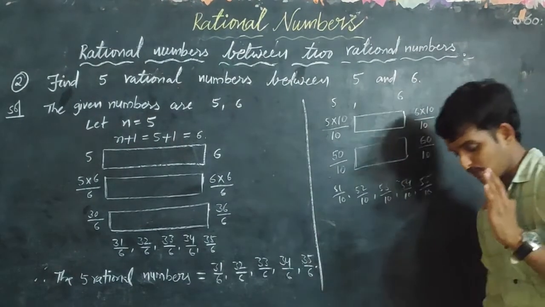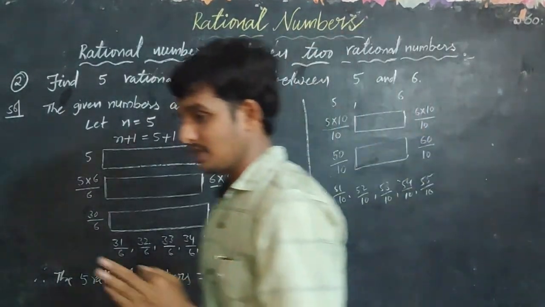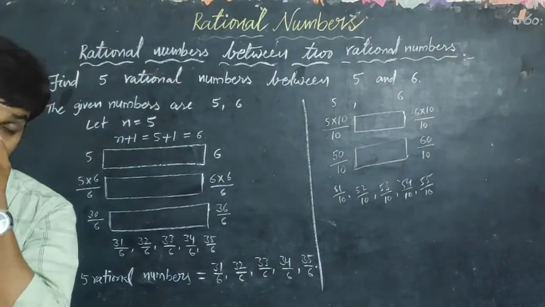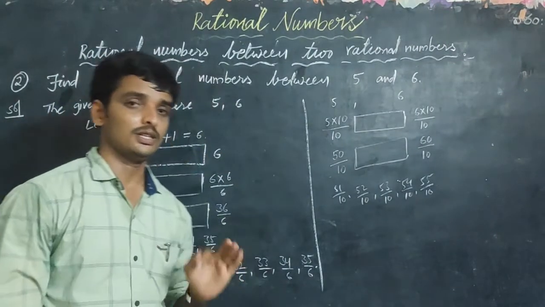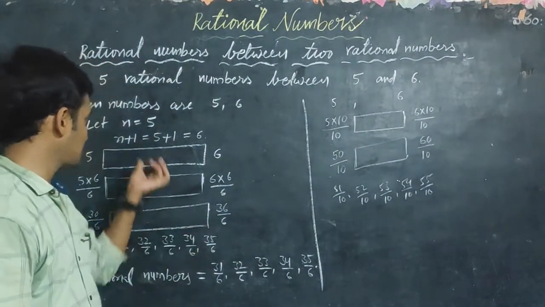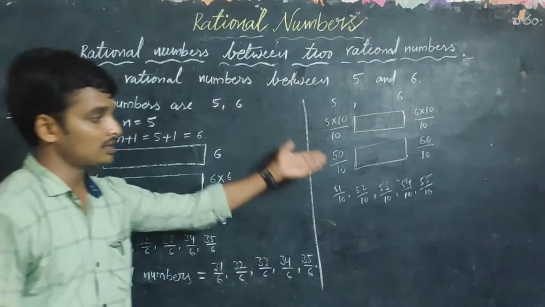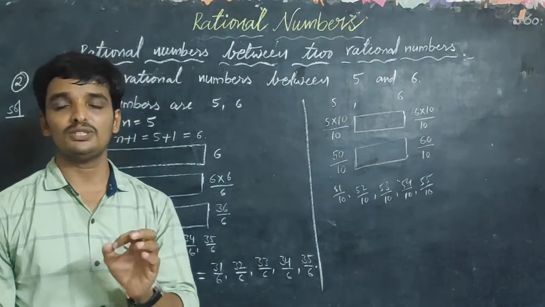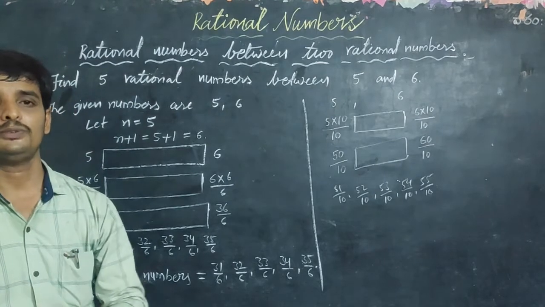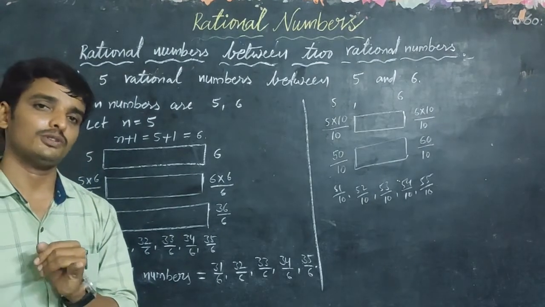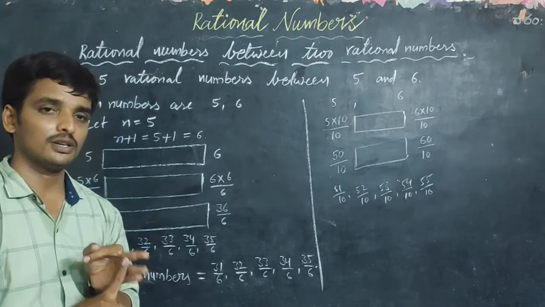So I have explained the rational numbers between two rational numbers in three different methods. The first is the mean method, the second is the n plus 1 method, and the third is this method. Whichever method you understand very well, you can follow that. If you know the first method, you can follow that. Otherwise the second, or otherwise the third.